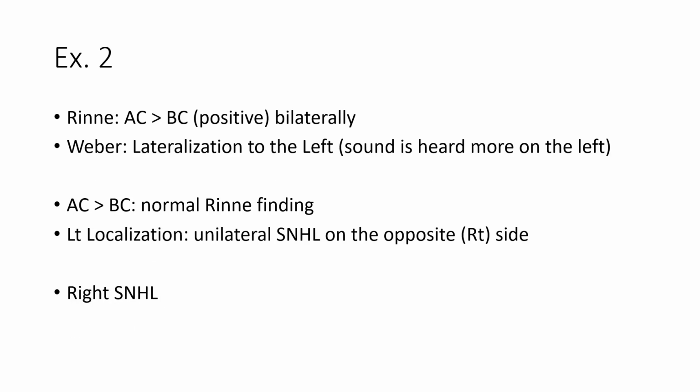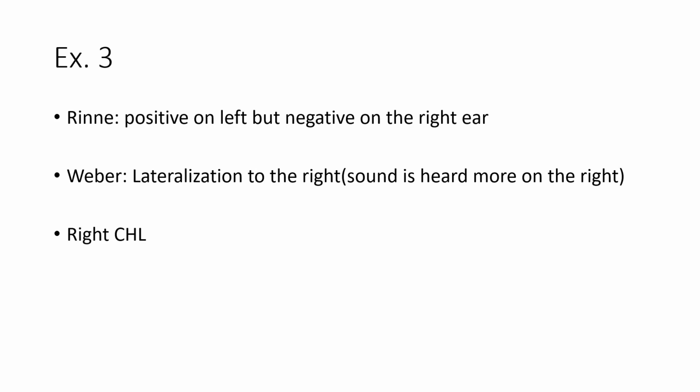Rinne, AC greater than BC, Weber lateralization to the left. AC greater than BC means this is normal. Lateralization of sound on Weber to the left. There is no conductive hearing loss. That means the right ear is not picking the sounds properly as a result of a primary problem in the inner ear. So this is right sensorineural hearing loss.